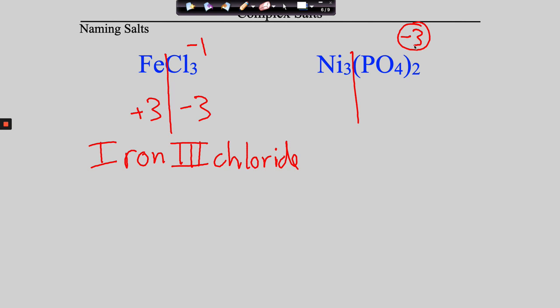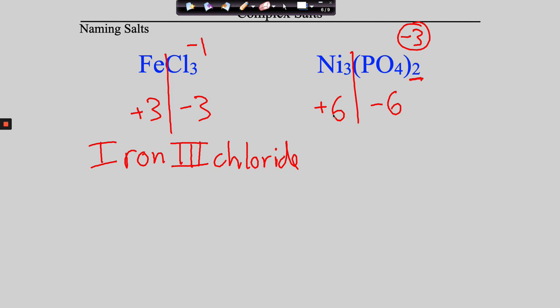How many phosphates do we have? 2. Guys, that's what that 2 tells you. That PO4 package has a charge of -3, but we have 2 of them. Guys, stop. Make sure that makes sense. We have 2 of these packages, so each PO4 is -3, but we have 2 of them, so what's the total negative charge? -6. Would you write that down with me? Guys, this is -6. So if the total negative charge is -6, the total positive charge is +6.